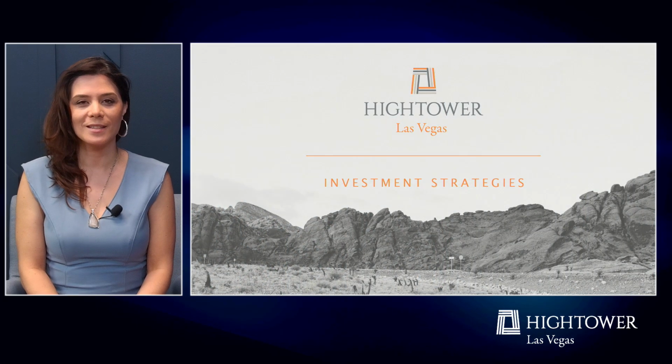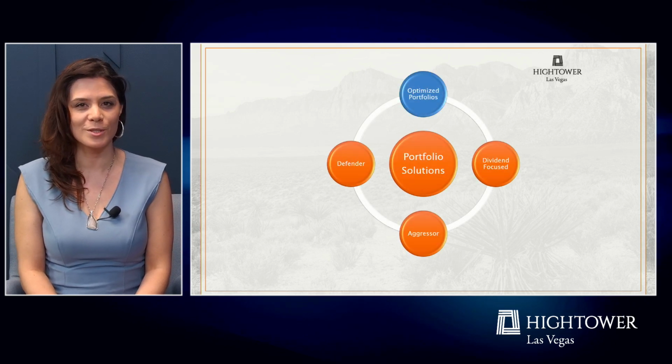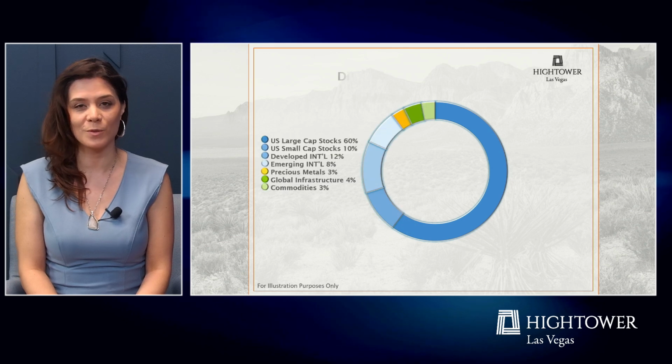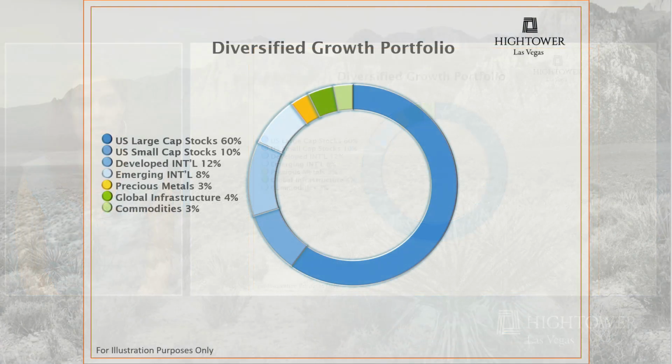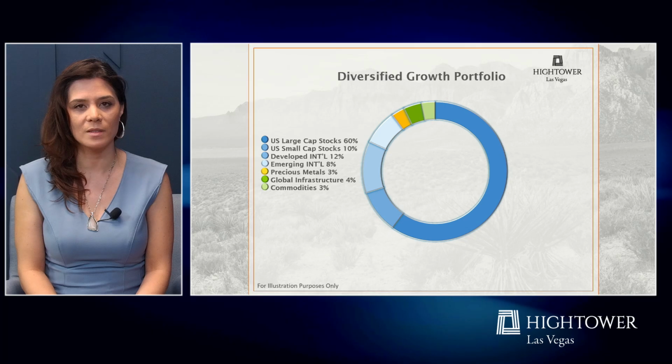At Hightower, we manage 4 main investment strategies. Today, we're going to talk about the optimized portfolios. At the core of the optimized portfolios sits the diversified growth portfolio. And in diversified growth, we target having about 70% of the exposure in US stocks, about 20% in international stocks, and then we also seek to have some precious metals, commodities, and global infrastructure for their diversification benefits.